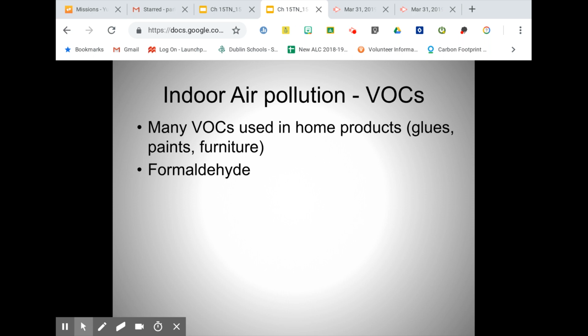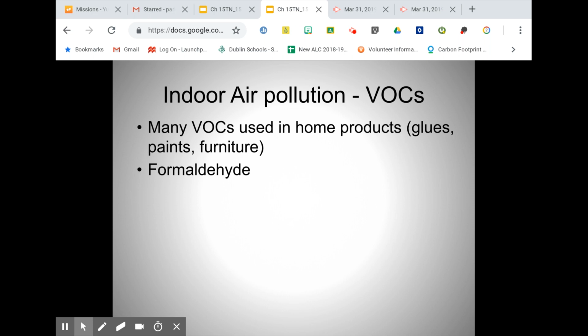The last indoor air pollutant are volatile organic compounds. They're used in a lot of home products: glue, paint, furniture, flooring. It's also used in formaldehyde. So a lot of these products are used definitely for waterproofing or to make fibers more resilient. But again, they're not an issue as long as ventilation is well taken care of within the home. As long as your home is ventilated, then you usually don't have any issues that you need to worry about in that regard.